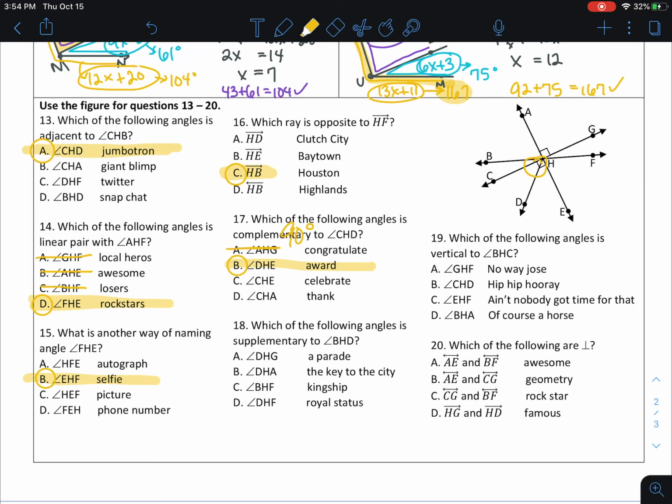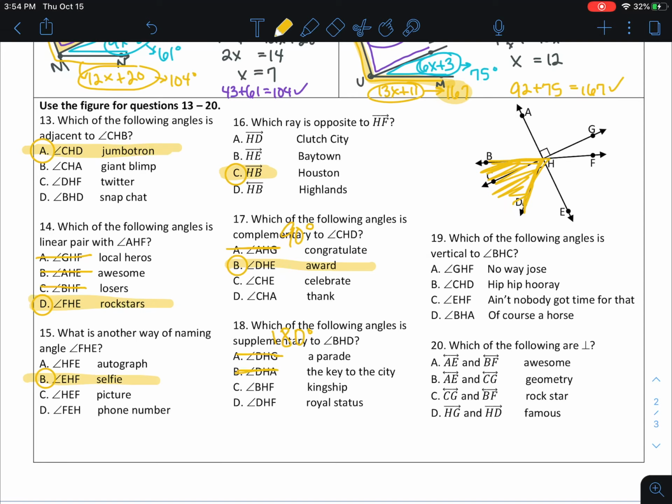Which of the following angles is supplementary to BHD? So let's see where BHD is. Okay, so there it is. We need one that's going to make 180 because supplementary is 180. All right, so let's see, DHG. Okay, so wait, first of all, this was the first angle. Now, if I add on the second angle over here, no, that's way too much. That's more than 180 degrees. All right, so I'm gonna color this one in because that's the original one. DHA, let's see. No, that's not gonna work. That's not a straight line either.